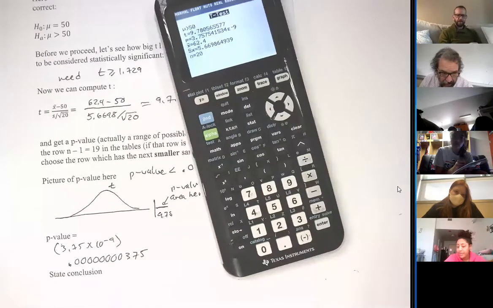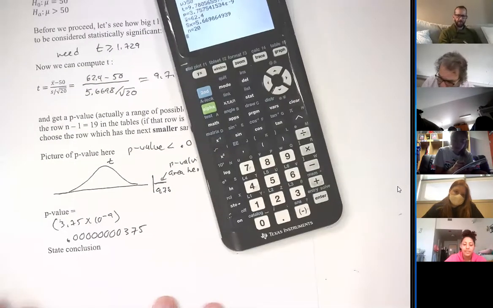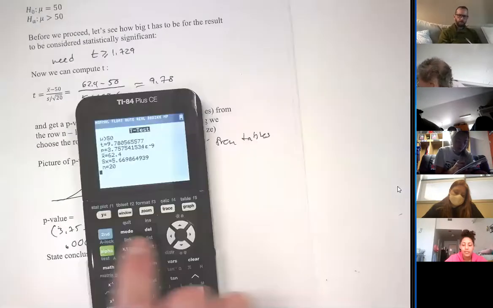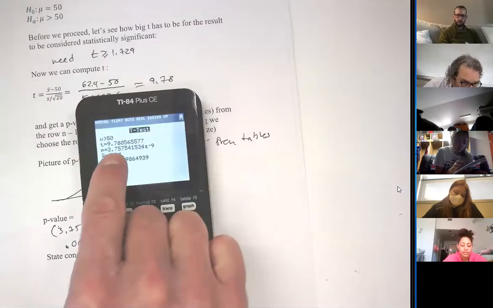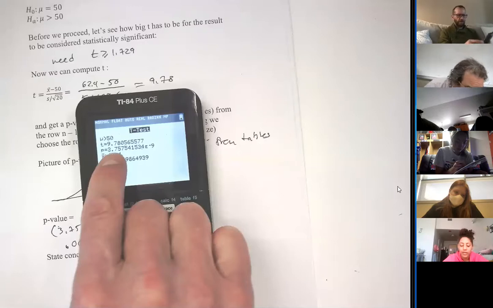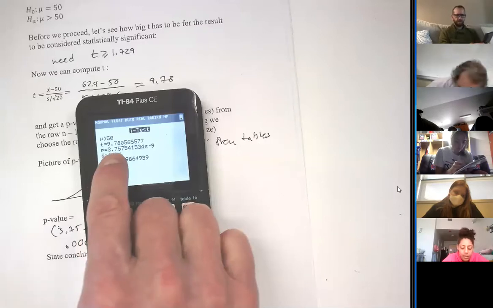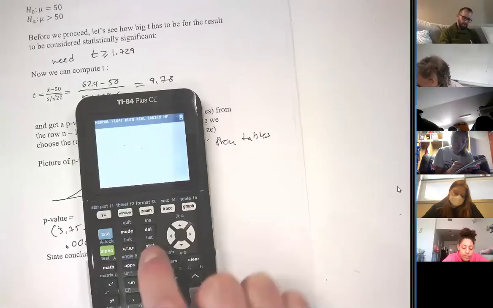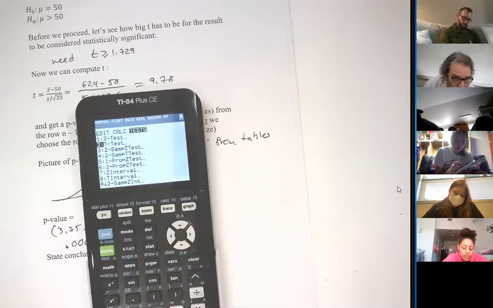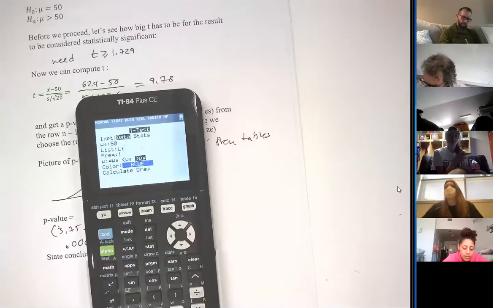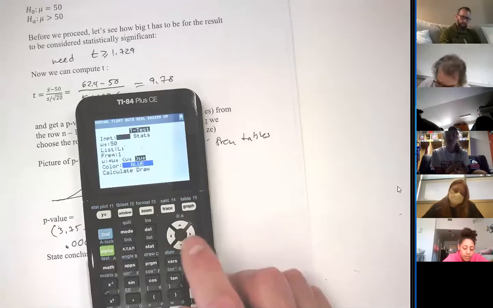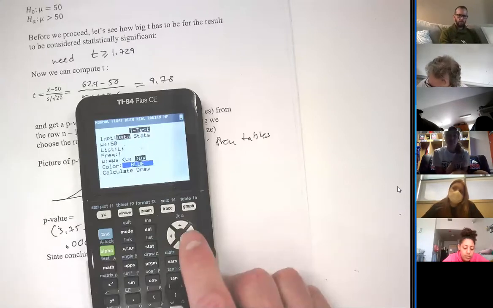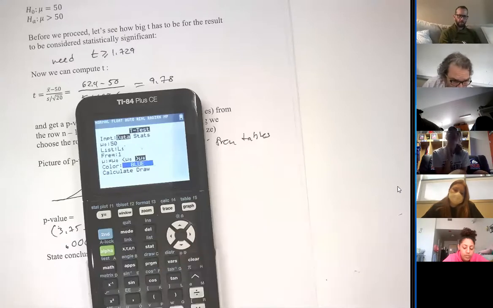Pretty tiny. Where'd you find that on the calculator? It's right there, p. Okay, but how'd you get to the t-test? Oh, how to get to the t-test? Okay, go back. We go stat, test, go to t-test. And then when you go into t-test, hit enter. It gives you the option of using already computed statistics, which you might be given, or data, which you might have entered. And we already had the data, so I used that.